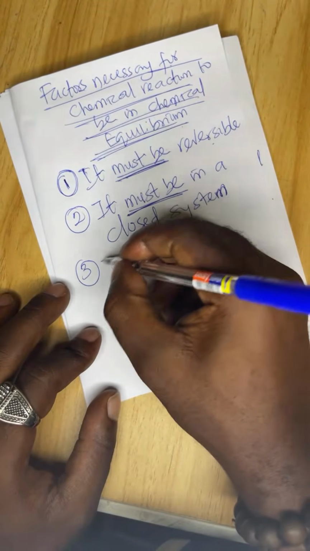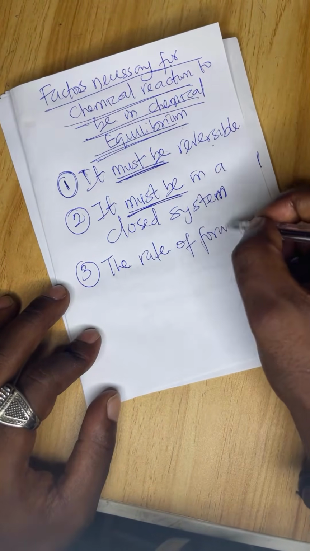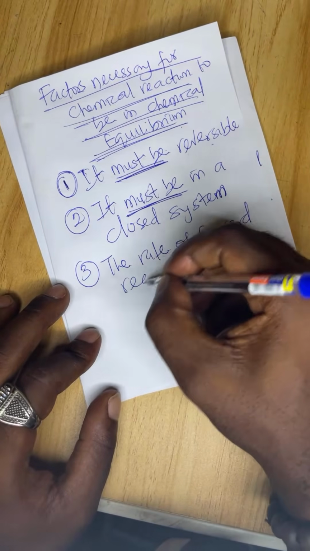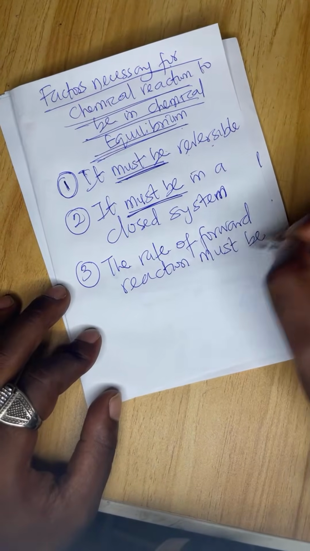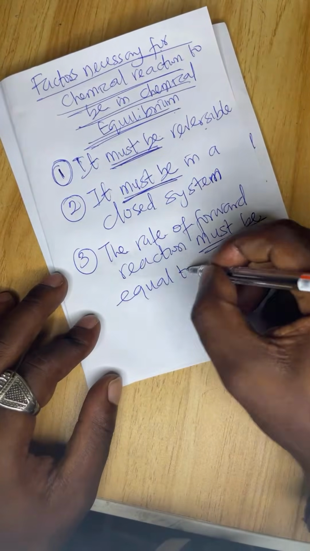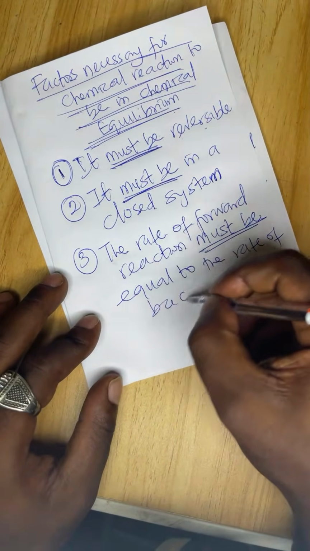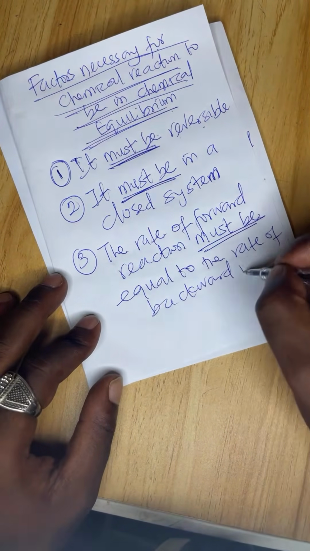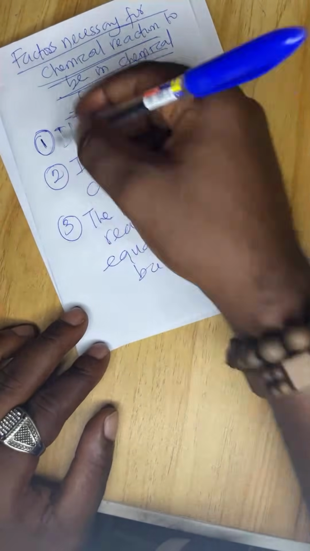Number three, the rate of forward reaction must be equal to the rate of backward reaction. Now, these are the major three.